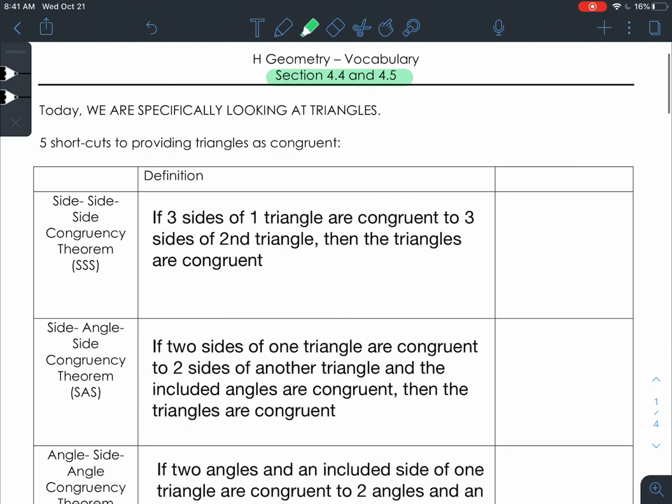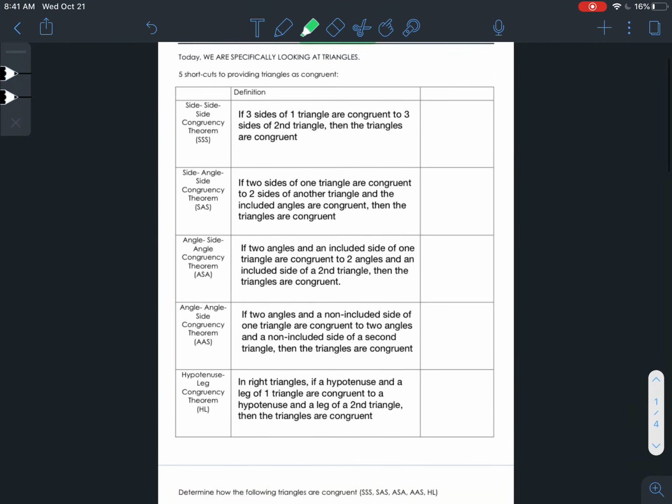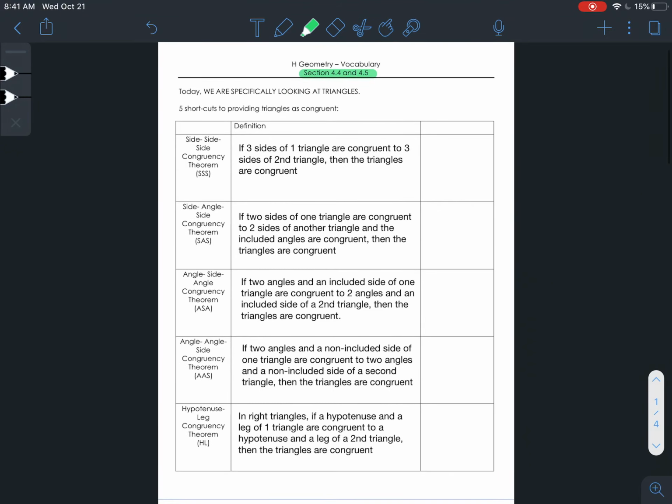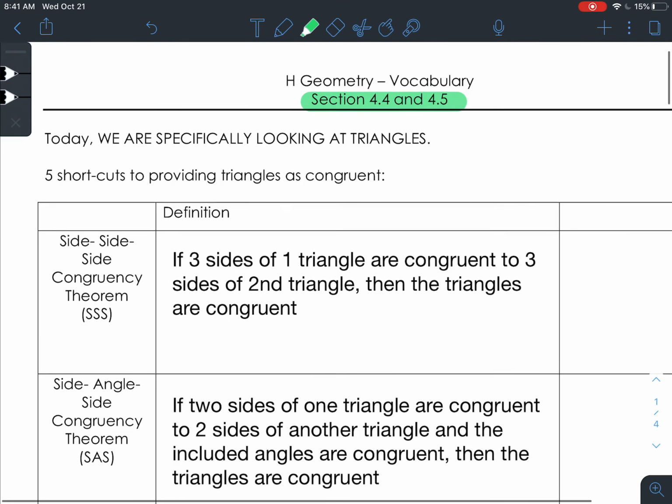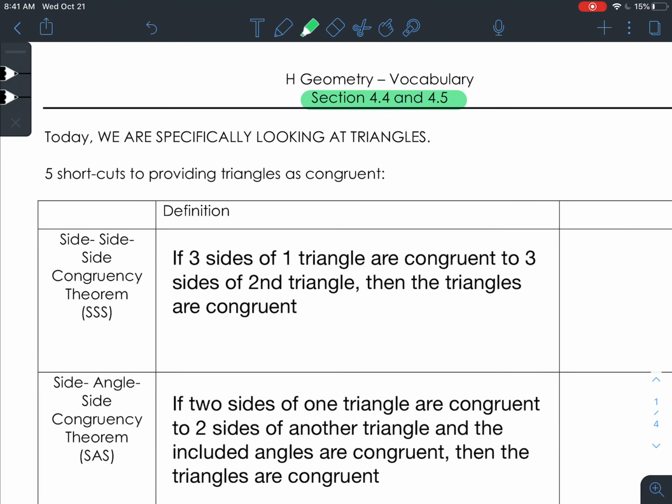All right, guys, so today we are going to do at least the vocabulary for section 4.4 and 4.5. And as you can see on this front page, there's a lot of them and they're dense. But the titles of them are actually very informative. So I think that once we get rolling, they're going to make sense. But the key today, very, very important, is that we are specifically looking at triangles, and we're trying to prove triangles as congruent.